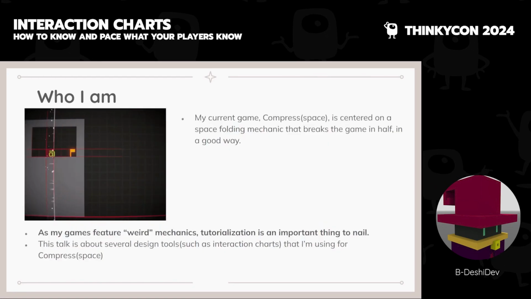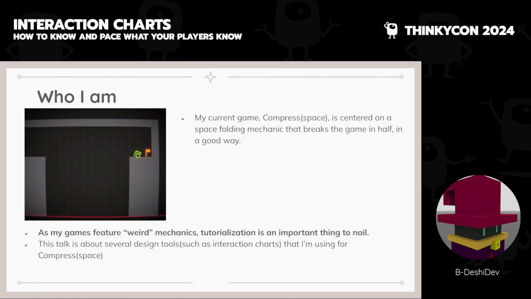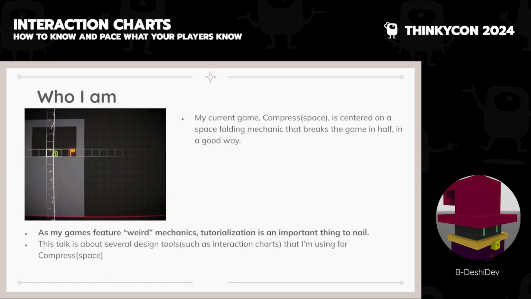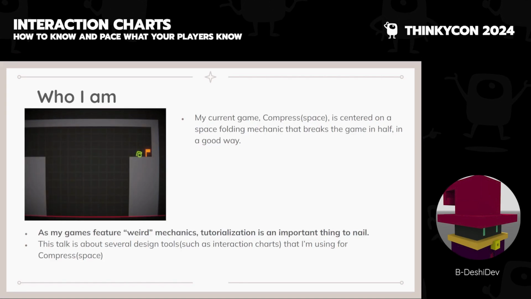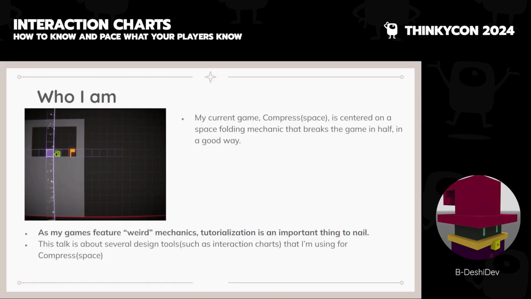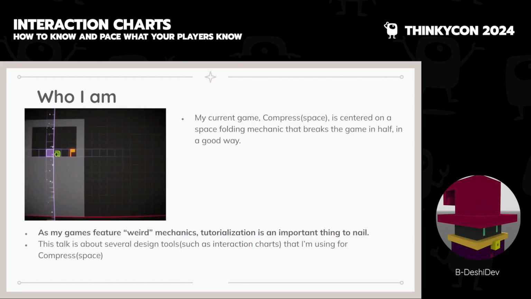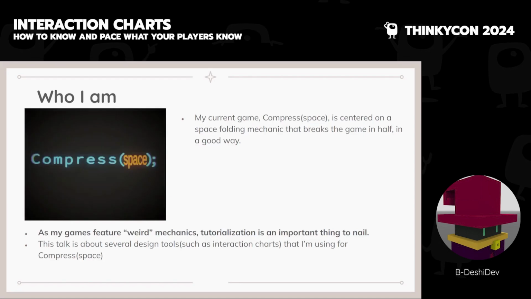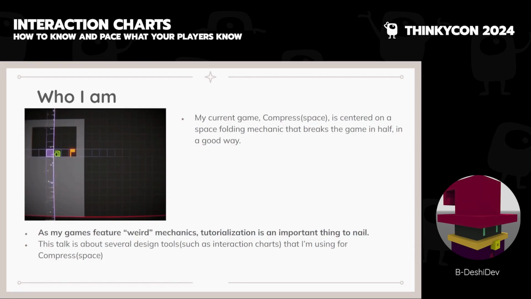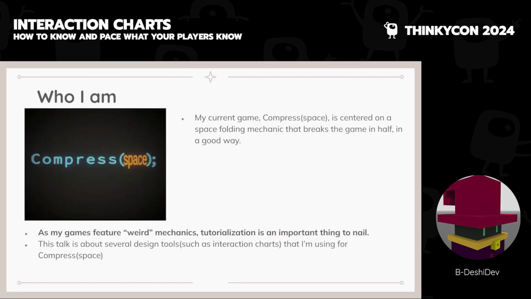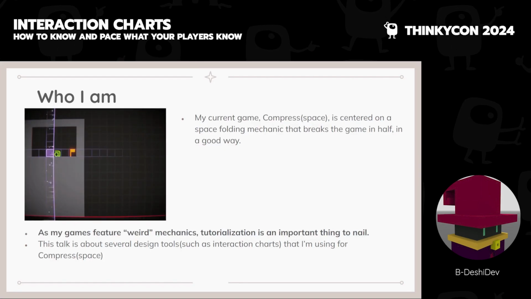And my current game, Compress Space, has a space folding mechanic, which you can see demonstrated in the GIF. As you might expect, this mechanic breaks the game in half in a good way, and the game is built around that. As my games feature weird mechanics, tutorialization is something important to nail, and this talk is about several design tools I'm using for Compress Space for this purpose.